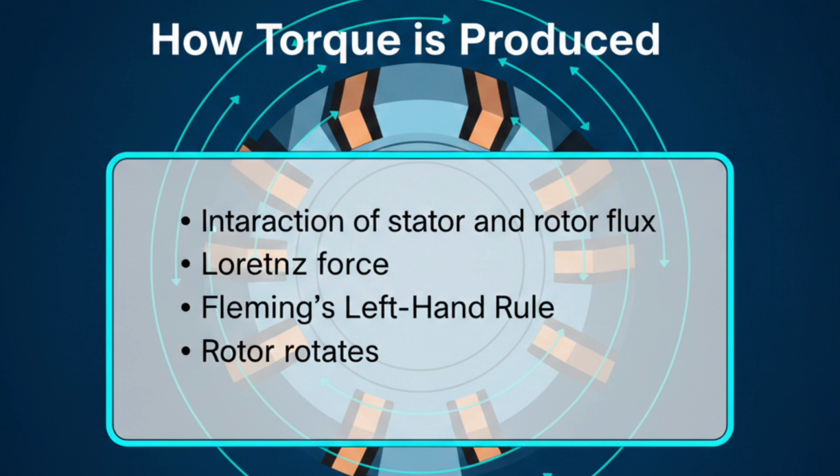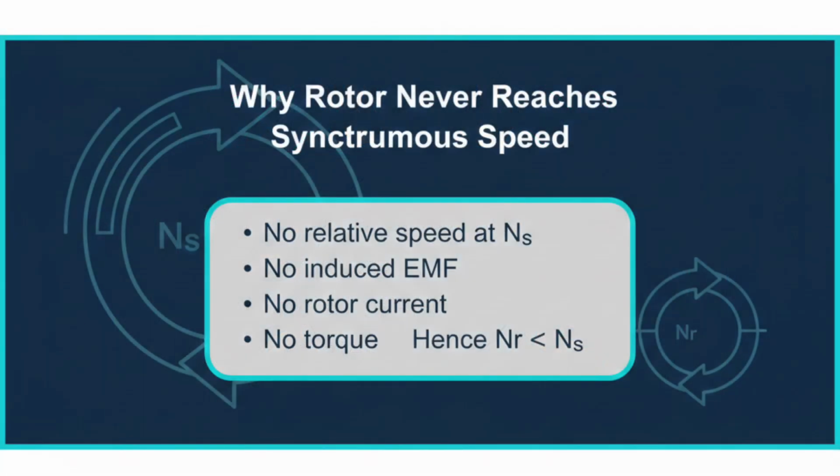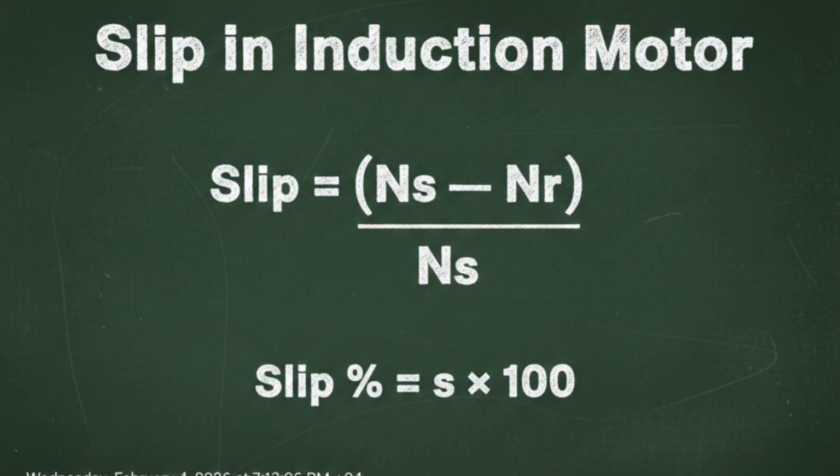As the rotor starts rotating, its speed increases and approaches the synchronous speed, but very importantly it can never reach exactly synchronous speed, and the reason is simple. If the rotor were to rotate at the same speed as the RMF, then there would be no relative speed between the rotor conductors and the magnetic field, so no flux would be cut, no EMF would be induced, no rotor current would flow, and therefore no torque would be produced. That is why in practical operation the rotor always runs slightly slower than synchronous speed.